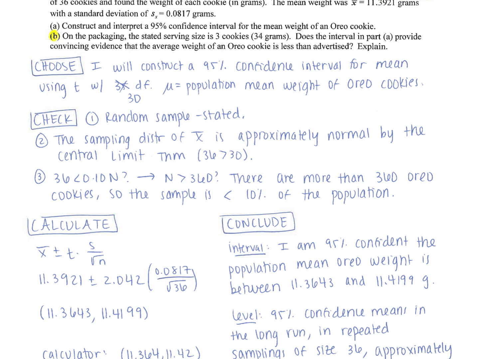Make sure you defined mu, and please make sure you have the word population in there. Population, mean, weight. In terms of assumptions, the random sample was stated. The sampling distribution was approximately normal by the central limit theorem. I will be looking for sampling distribution, approximately normal, and 36 is bigger than 30. And then the 10% rule. There needs to be more than 360 Oreo cookies in total.